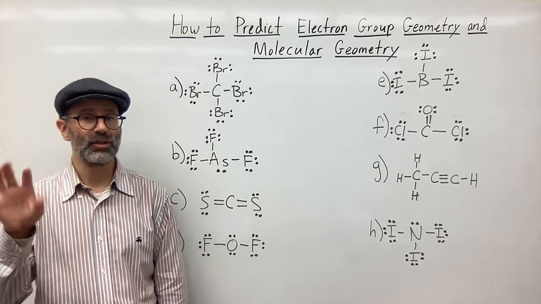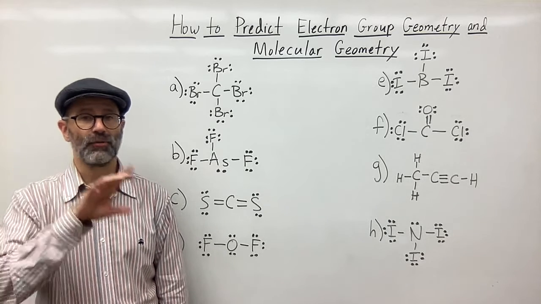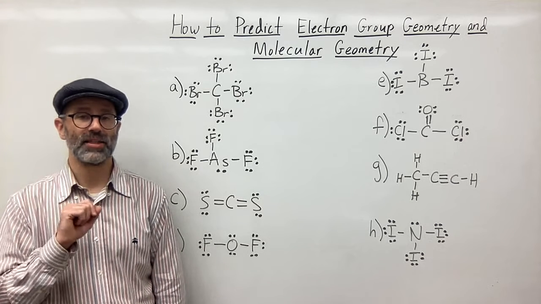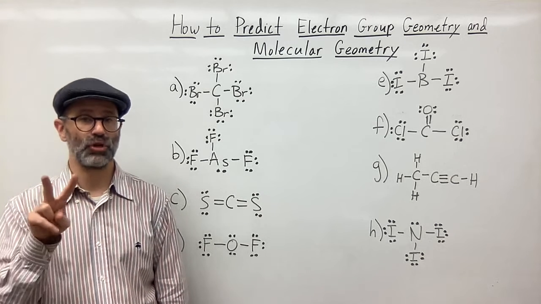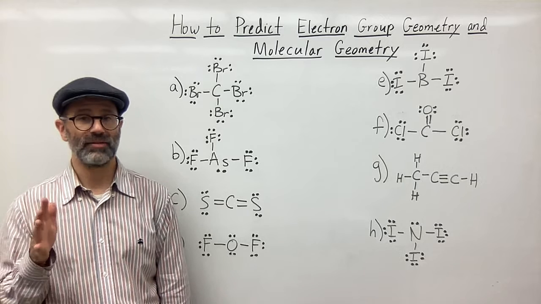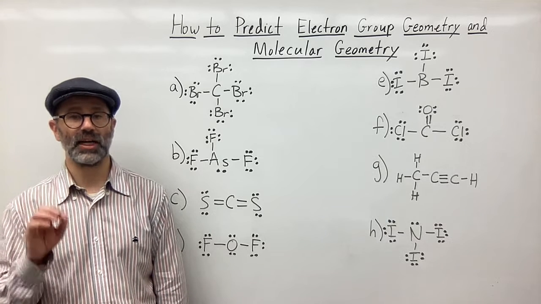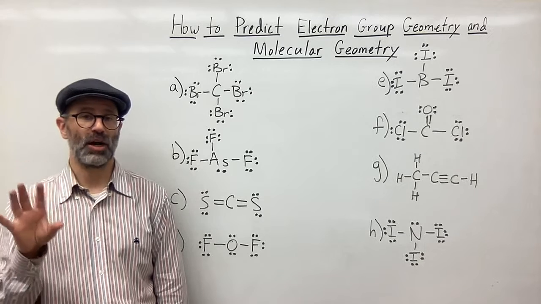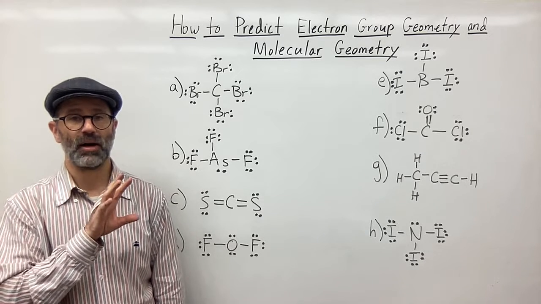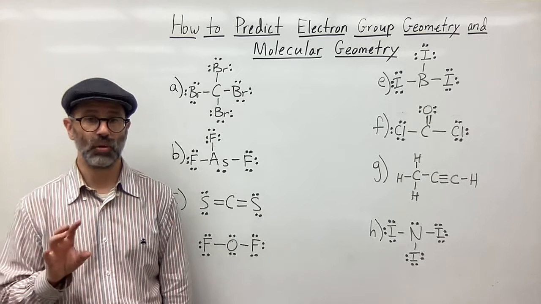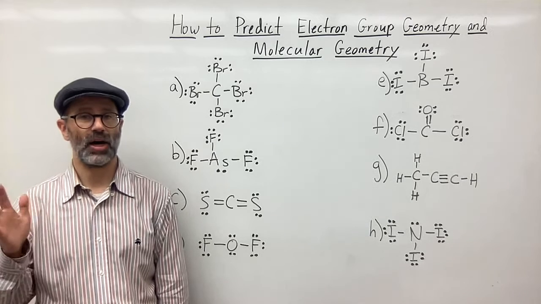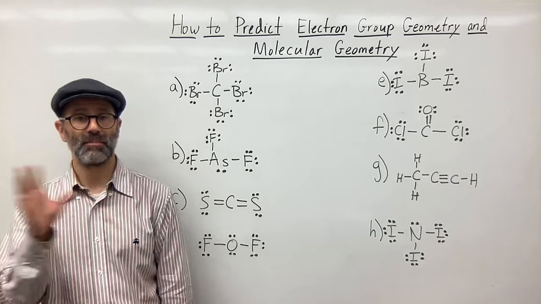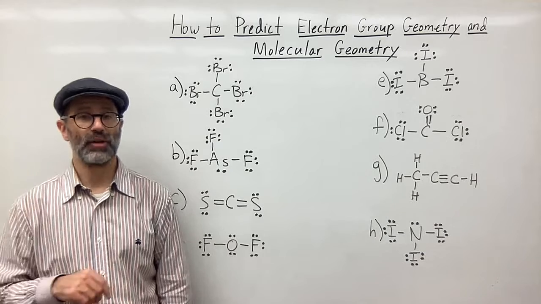So the central atom that has four single bonds, versus the central atom that has two single bonds and two lone pairs, they're both going to have the same electron group geometry, because the electron group geometry doesn't care whether you have a certain number of bonds and a certain number of lone pairs. It just cares about the total. Whereas molecular geometry cares about how many bonding versus non-bonding groups you have. And so that's why you need the table.